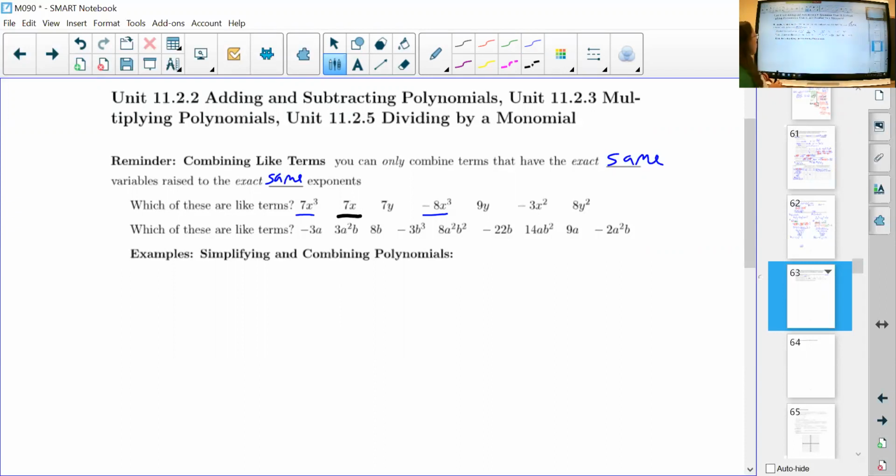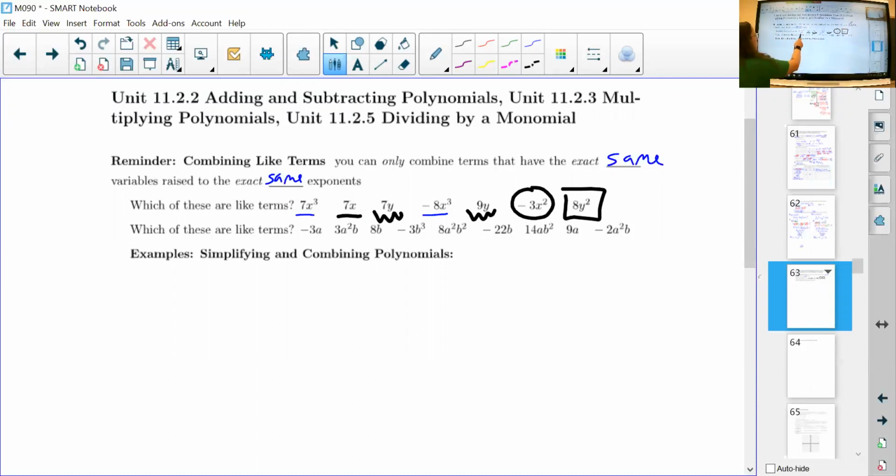If you like to use color, you can go ahead and do that. If you only have one marker, you can also show it in different ways. So 7y, maybe I'll do a zigzag. I'll do that zigzag for 9y. For negative 3x squared, maybe I'll circle it. And 8y squared is just its own thing. Maybe I'll put a box around it. So lots of ways to represent.